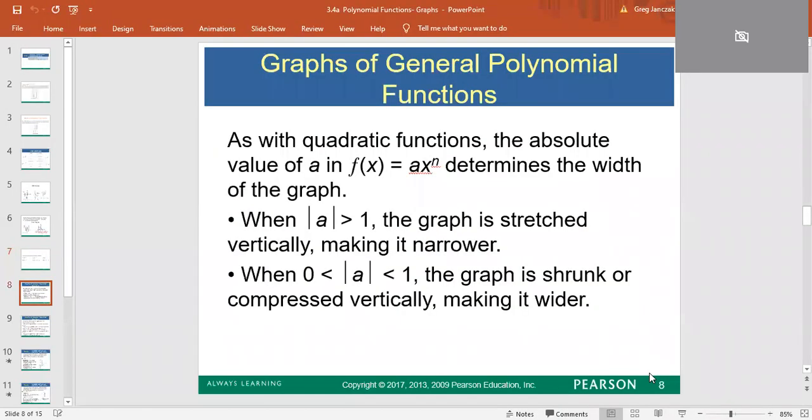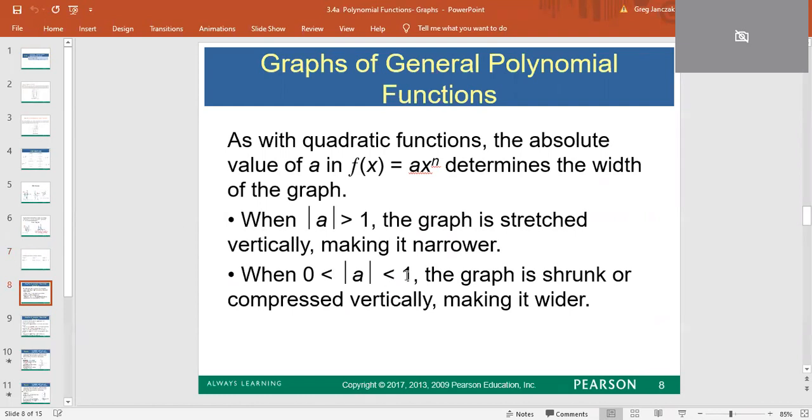Okay, graphs of general polynomial functions as a quadratic function. The absolute value of a in f of x equals a x to the n determines the width. When a is greater than 1, it stretches it vertically. It makes it longer and narrower.